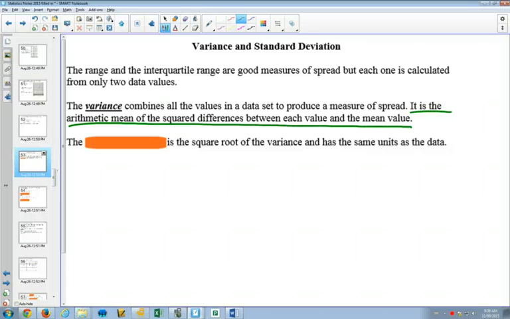maybe this statement that sounded really strange when I said it the first time, maybe it makes sense now that we've done it by hand. The variance is the arithmetic mean, and arithmetic mean is when you divide by how many you have, of the squared differences. So that's when we subtracted the mean from our score and squared it, of each value and the mean value. So now that statement, now that you've done it by hand, when you read it, maybe it makes a little bit more sense.